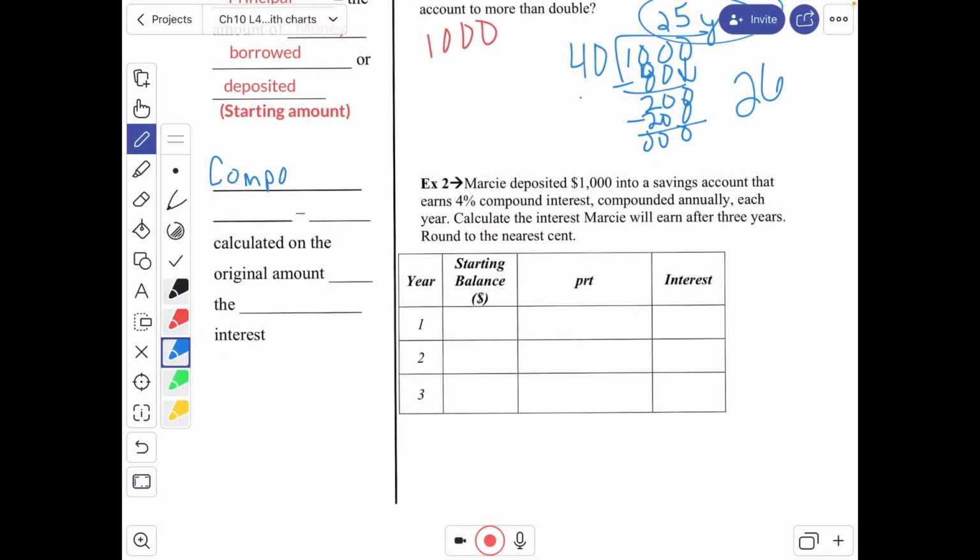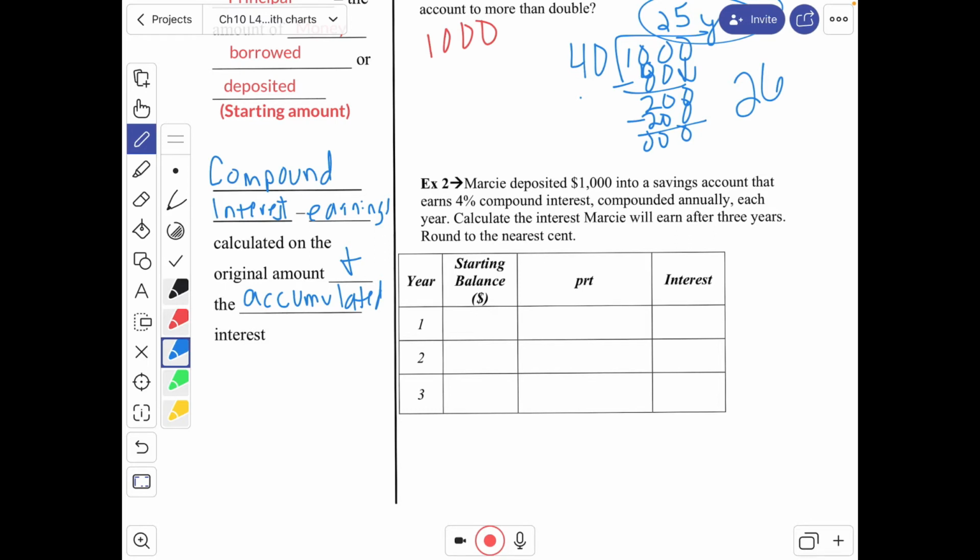Now we're going to talk about compound interest. And compound interest is a little bit more complicated. Compound interest is calculated earnings on the original amount plus the accumulated interest. So the accumulated kind of builds up. So it's the interest for the first year plus the principal, and then you get to have interest on top of that. So let's do an example to see what that looks like.